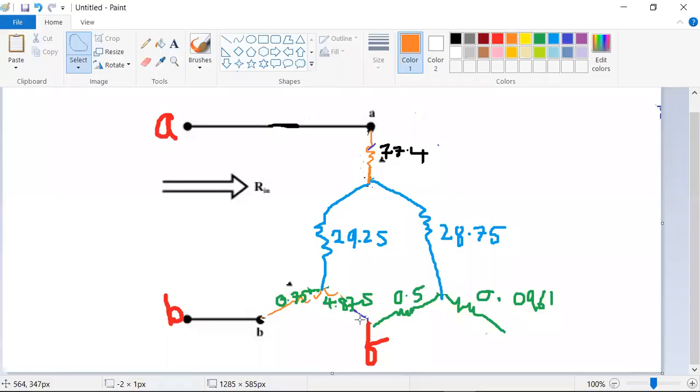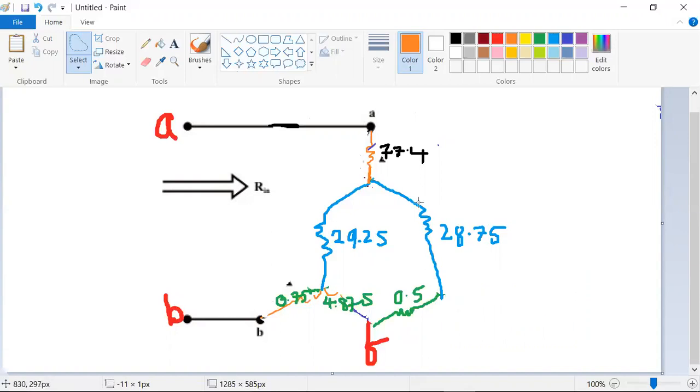By observing this circuit, you should understand these are the resistors 77.4, 29.25, 28.75, 0.75, 4.875 and 0.5. All are connected in a connected manner. Every two sides of the resistors are connected in a complete loop. But here only one resistor is not connected to the secondary terminal. So we can eliminate this resistor. Why? Because the current will not flow through this resistor.